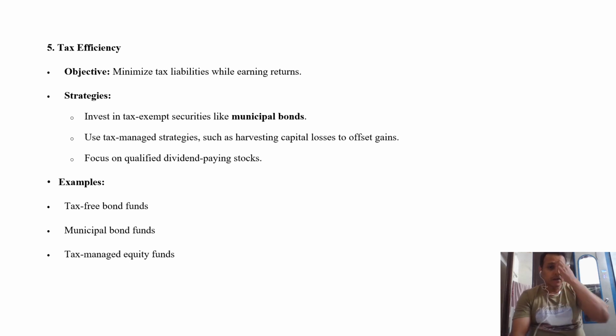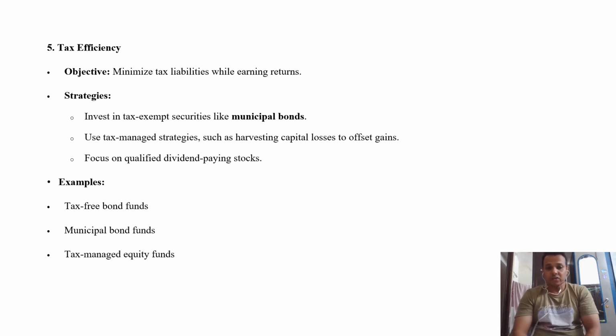So the strategies here: invest in tax exempt securities like a municipal bond. There are many people who invest for the tax benefit's sake in tax exempt securities. For example, they get a municipal bond. Use tax managed strategies such as harvesting capital losses to offset the gain. So on one side you go for capital gain, and on the other side, to offset that, you show this capital loss in the form of investment, and you take a kind of benefit from the government in the name of tax free. So tax management is one of the best strategies to use.